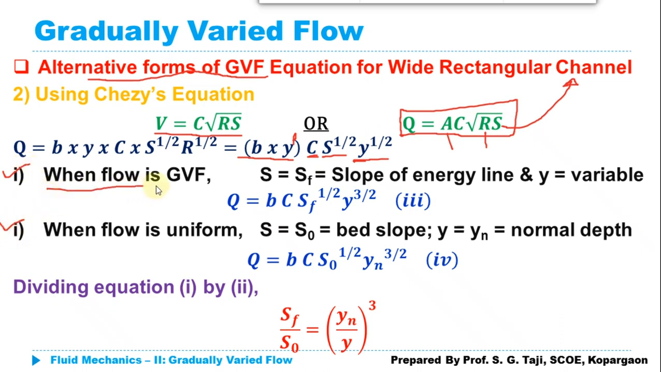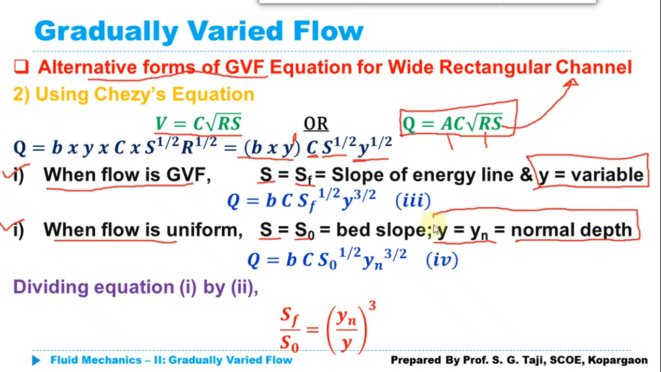So when flow is gradually varied flow, our slope will become the slope of energy line, that is S of F. Slope will be replaced with S of F and Y will be variable. Now when our flow is uniform, at that time our S will become bed slope and Y will become constant, that is Y is equal to Yn, the normal depth. Remember that, I am recalling it again. Yn is the normal depth which is constant and which represents the uniform flow condition.